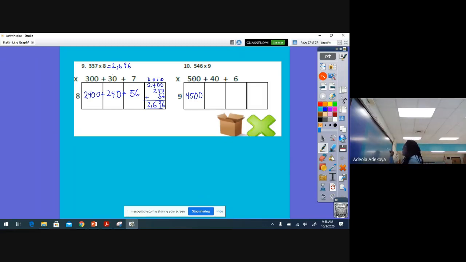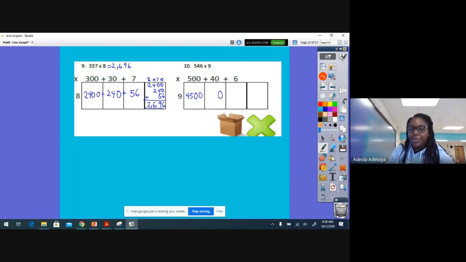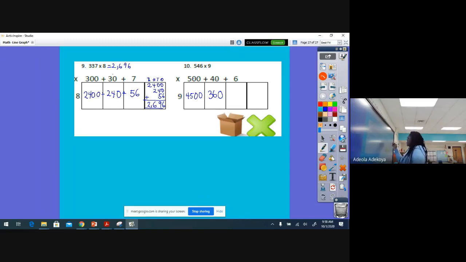And then next, over to the next number. So 9 times 0, I know it's 0. Any number multiplied by 0 is 0 itself. 9 times 4, again, you can use your multiplication table to guide you. 9 times 4 is 36. So now I know 9 times 40 is 360. And then 9 times 6. 9 times 6 is 54.